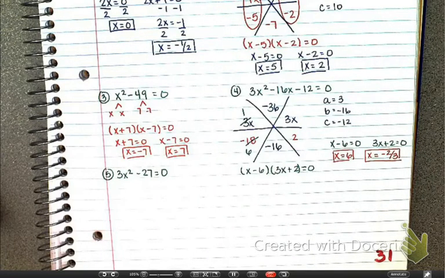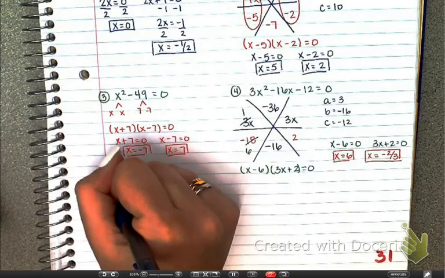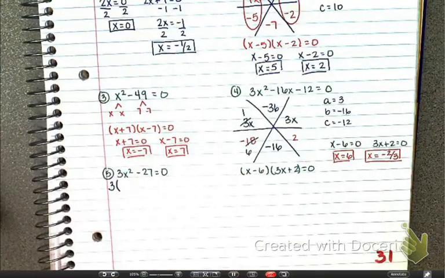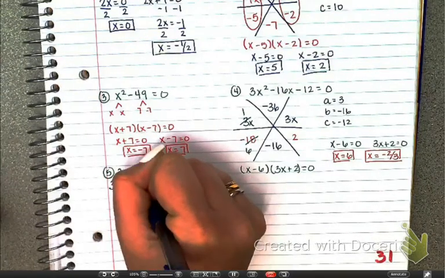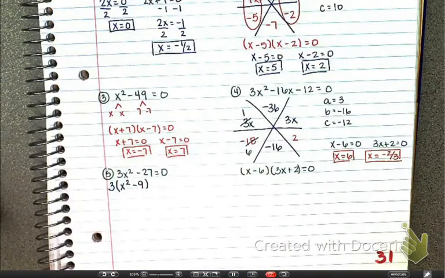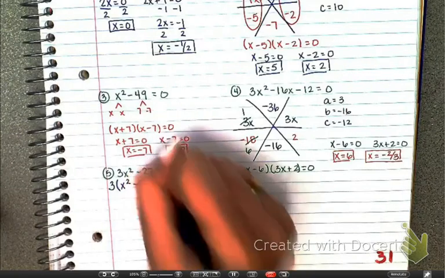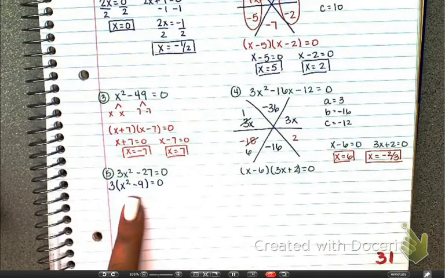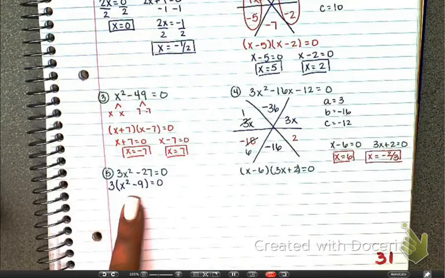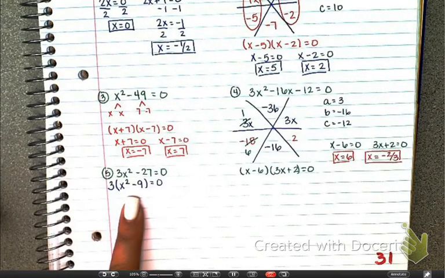Yes? What'd you pull out? A 3. So if I pull out a 3, I'm left with x squared minus 9. So I look at what's left inside. My highest exponent's a 2, so I can use the super x, or I can see if it meets my qualifications. Are there only 2 terms? Is there a subtraction sign? Are both perfect squares?